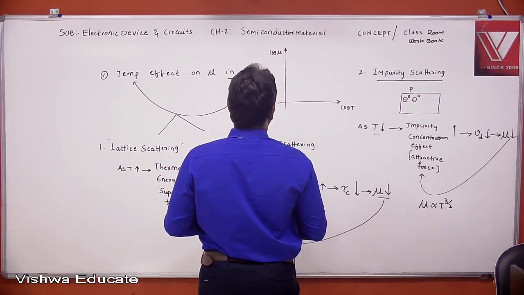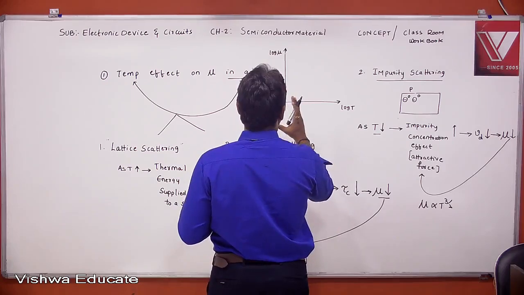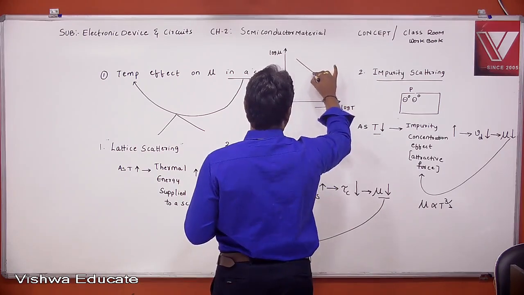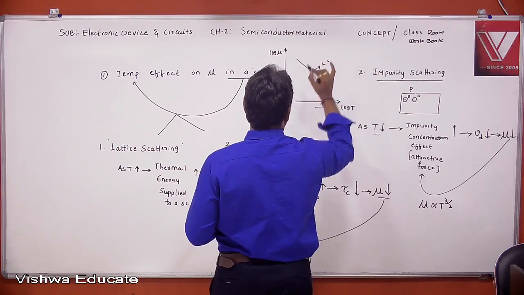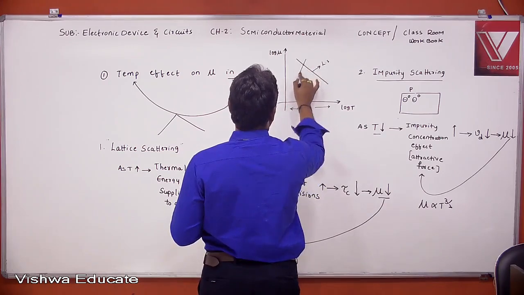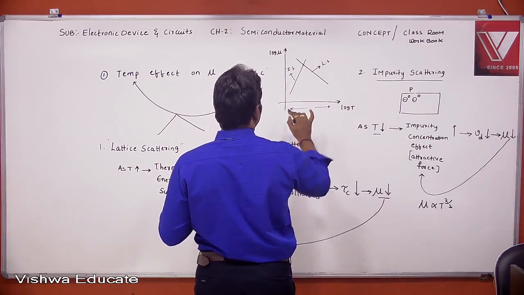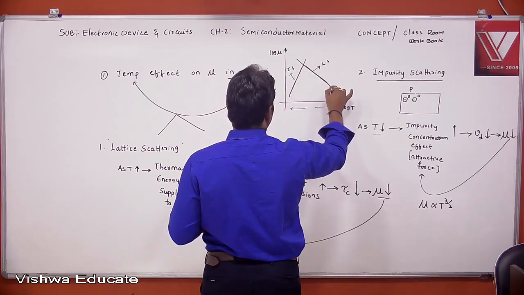In case of a semiconductor, two scatterings will occur. One is lattice scattering, and another one is impurity scattering. Due to lattice scattering, as temperature is increased, the mobility decreases. Similarly, as temperature is decreased, the mobility decreases due to impurity scattering. Now this is the combined graph of mobility versus temperature in a semiconductor.